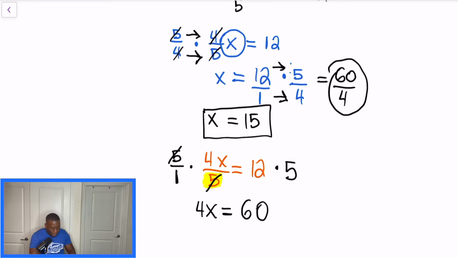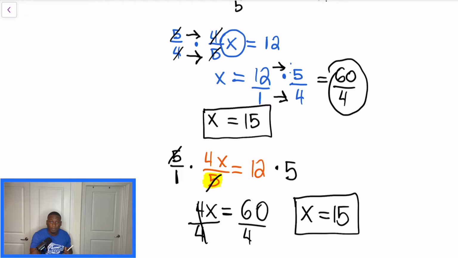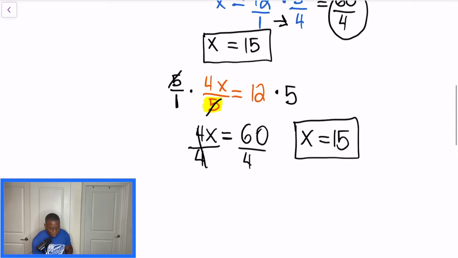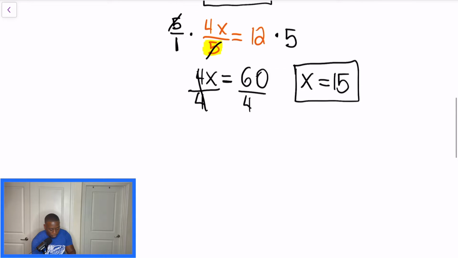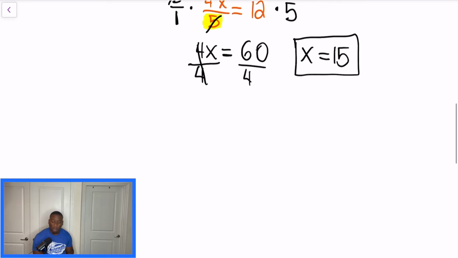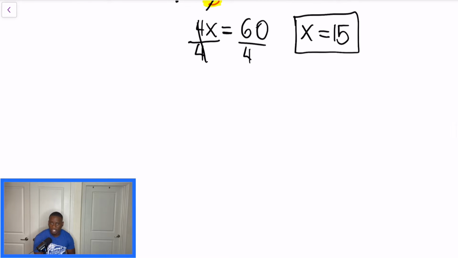4x is equal to 60. And once we take this last step and we divide by 4, we will get the same answer of x is equal to 15. All right, so two different ways to solve that problem right there. In our second example, what happens now is the whole entire problem is a fraction.